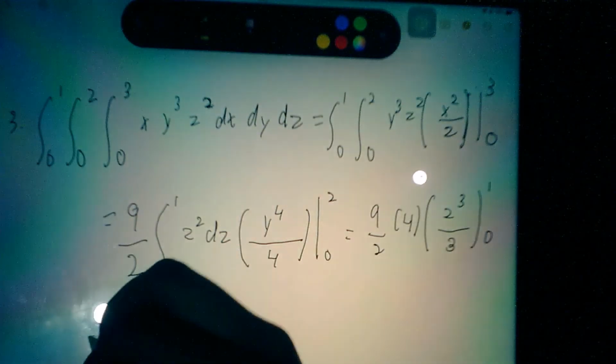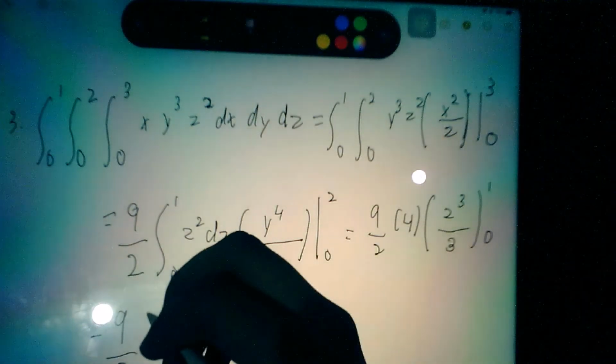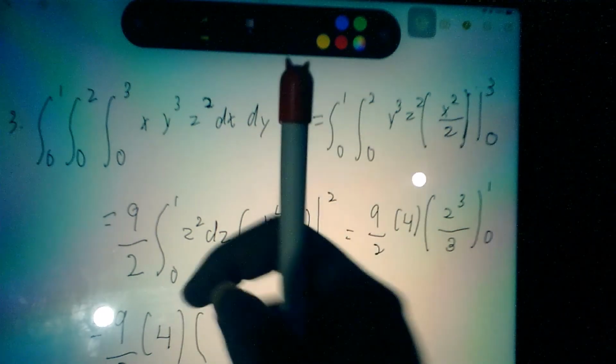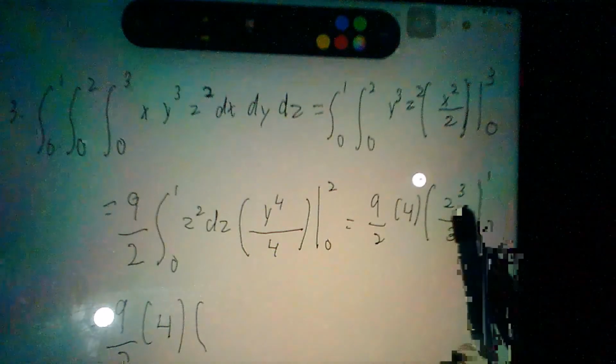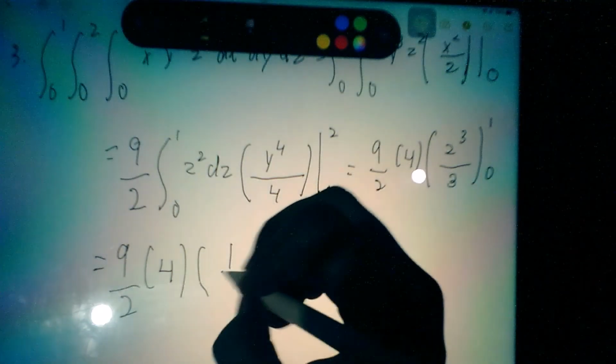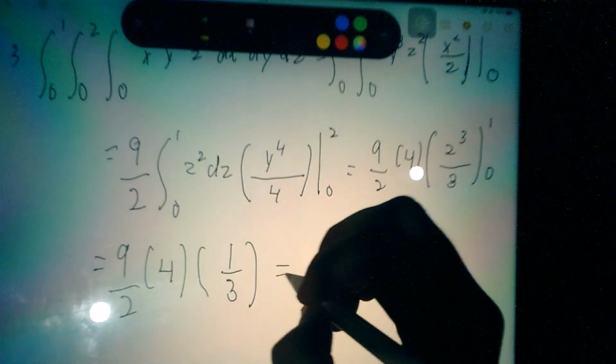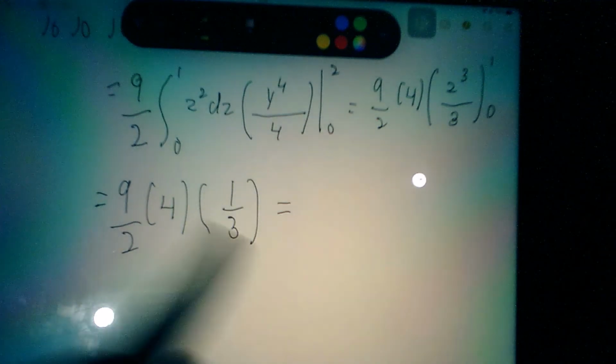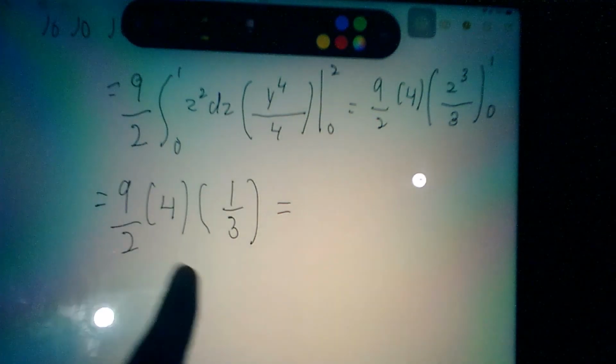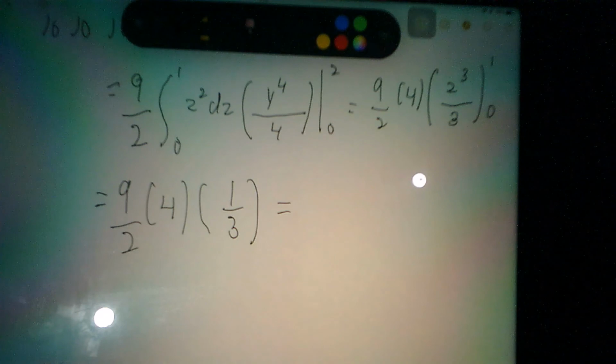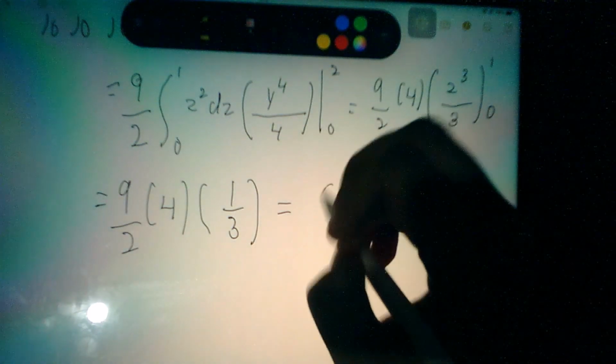So by moving this here, 9 halves times 4 times, 1 raised to 3 is just 1, so times 1/3. By calculating this in my calculator, our final answer is 9 halves times 4 times 1/3, which is just equal to 6.